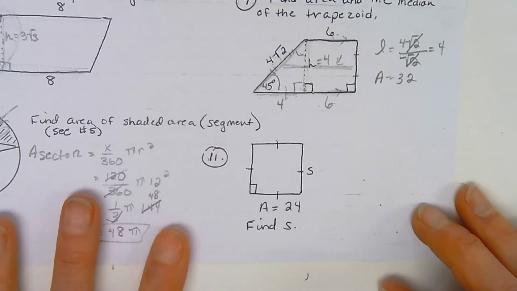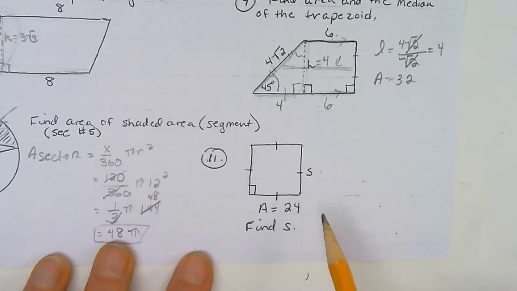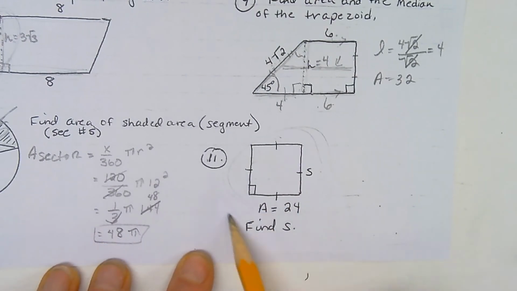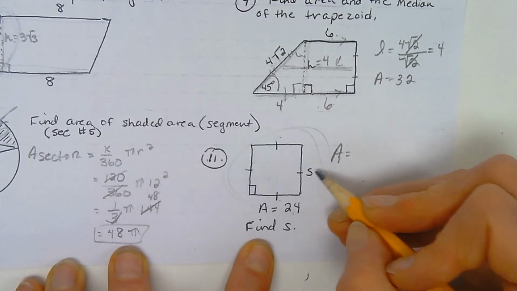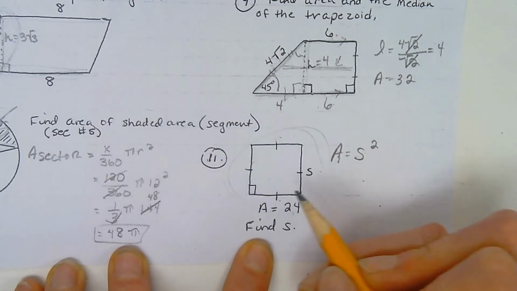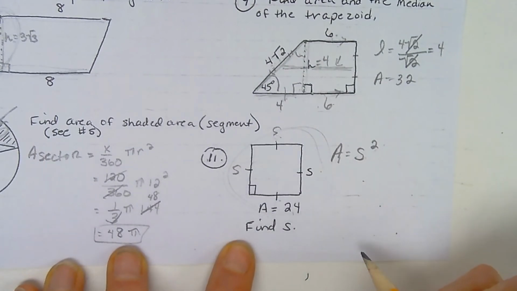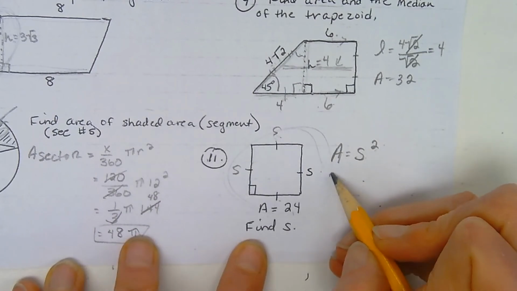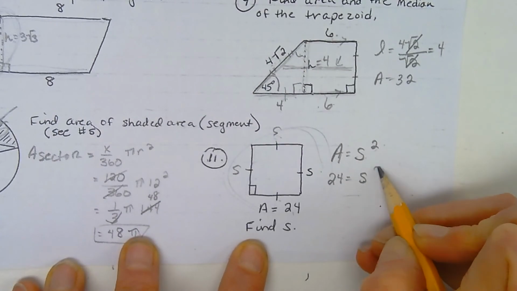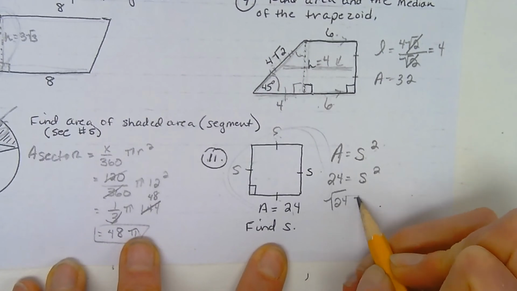We're told that this is a square because all these sides are congruent, and this is a right angle. And so we know this is a square, and the area is 24, find S. Well, area of a square is base times height, or S squared. These are all S. So it's S times S, or S squared. Let's plug in what we know for the area. The area is 24, and that equals S squared. So I'm going to take the square root of both sides. So that's the square root of 24 equals S.